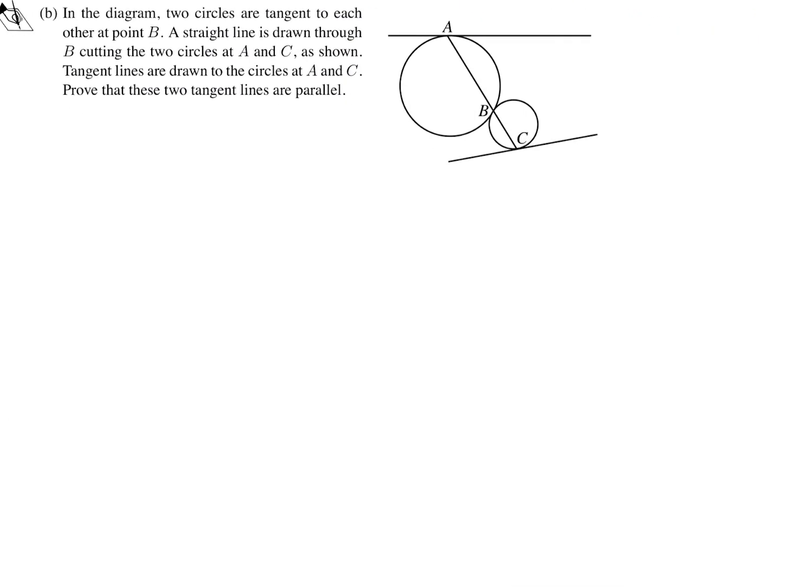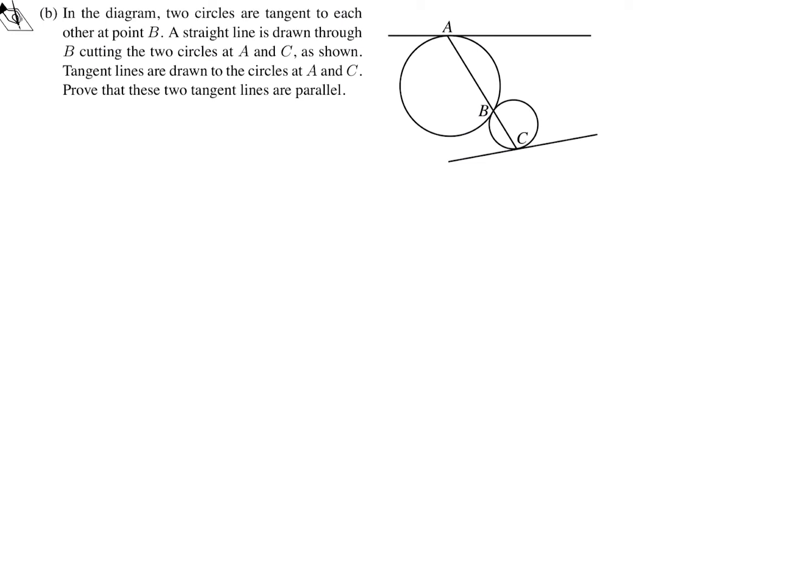In the diagram, two circles are tangent to each other at point B. A straight line is drawn through B, cutting the two circles at A and C as shown. Tangent lines are drawn to the circles at A and C. Prove that these two tangent lines are parallel. This is the first tangent line, and this is the second tangent line.